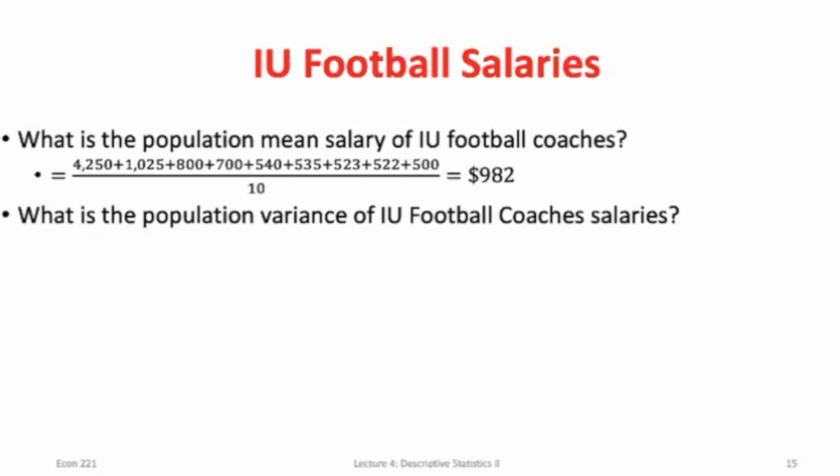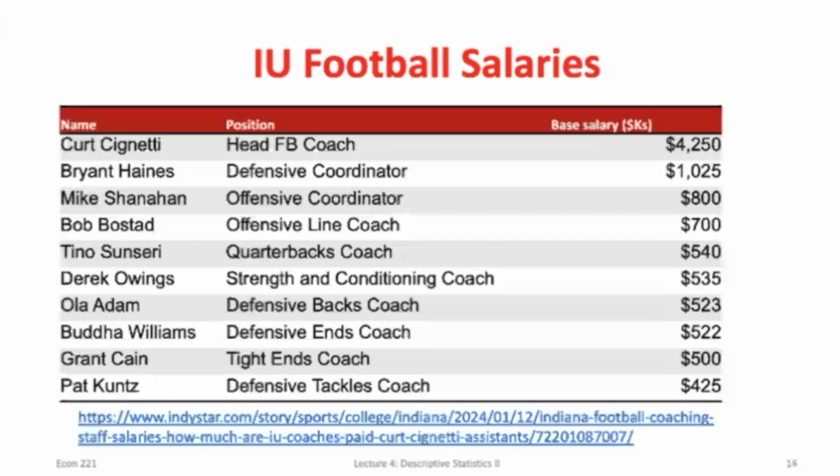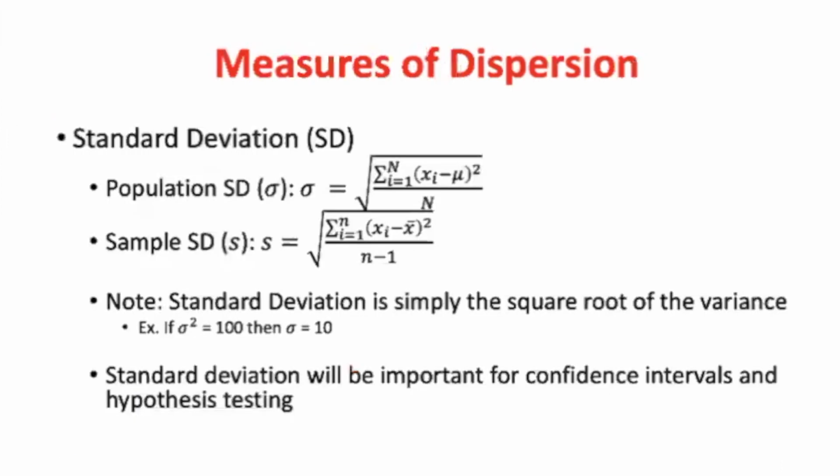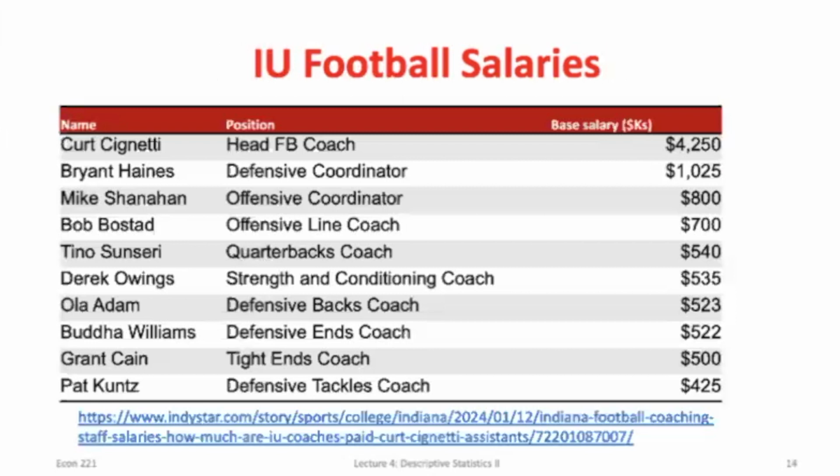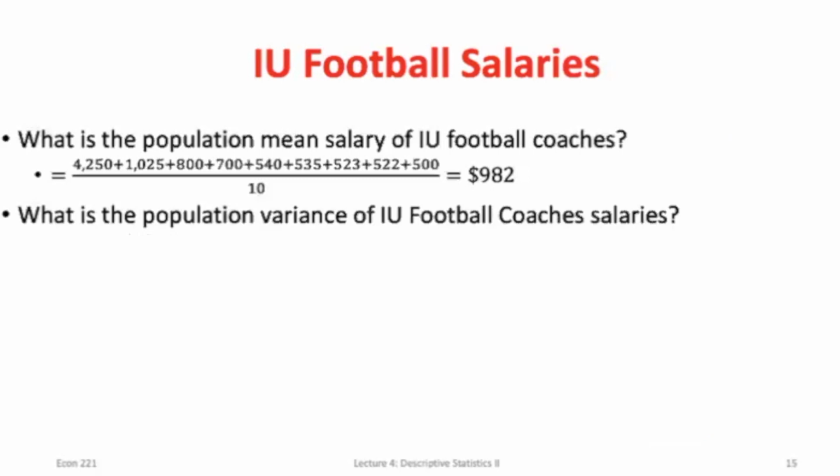Well, what's the population variance? What I'll do is take that mean of 982, take the first coach's salary of 4,250, subtract that mean, and then square that value. I'll then add to that the next coach's salary, subtract the mean, and square that. Then take the next coach's deviation from the mean, squared, and add that. I'll do that for every single coach.